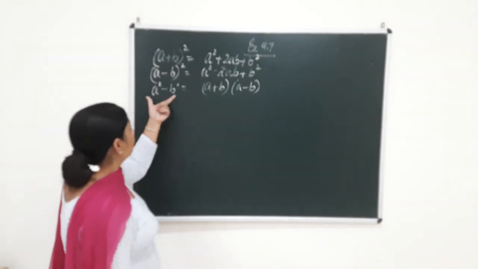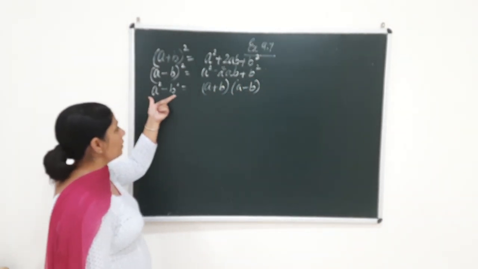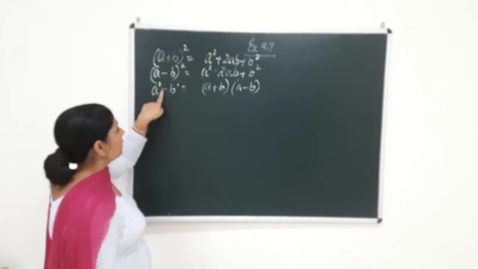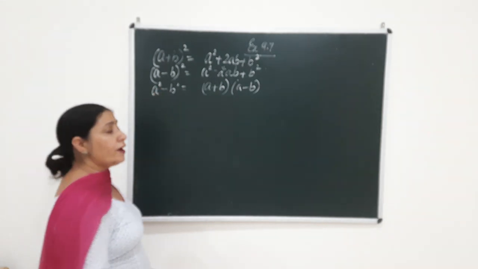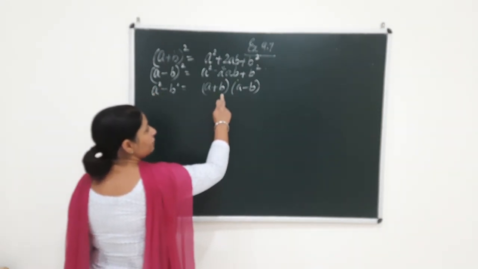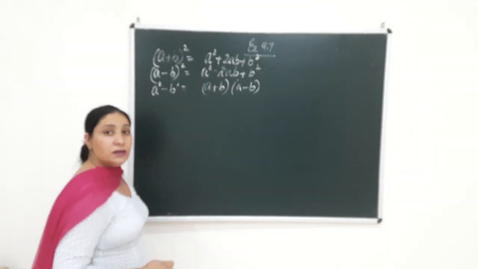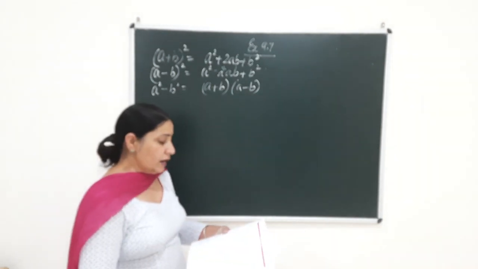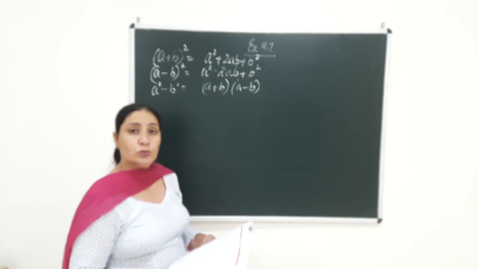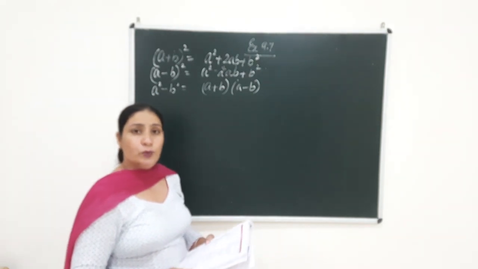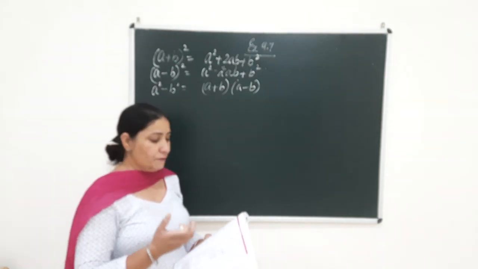Now coming to the third one, it is a square minus b square. If I have got a square and b square, then I have got two factors for this. The first factor is (a plus b) and the second factor is (a minus b). Now see children, I will be taking up a few sums to make it clear how we have to apply this formula in different sums.